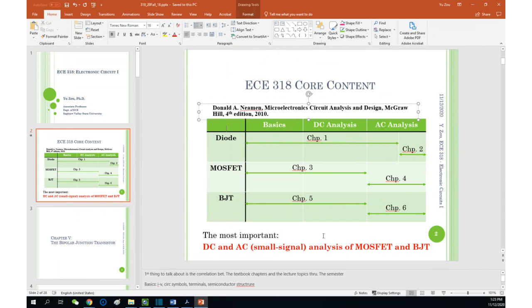The most important thing for this entire course is obviously the DC and AC concept and the circuit analysis for MOSFET and BJT. Because in the following 358 electronic circuit 2, you're going to use this basic knowledge to analyze more practical, more complicated circuits with different functions.